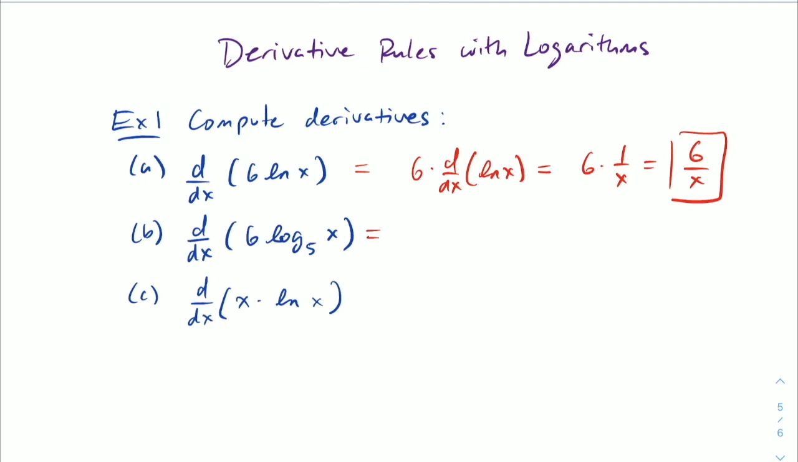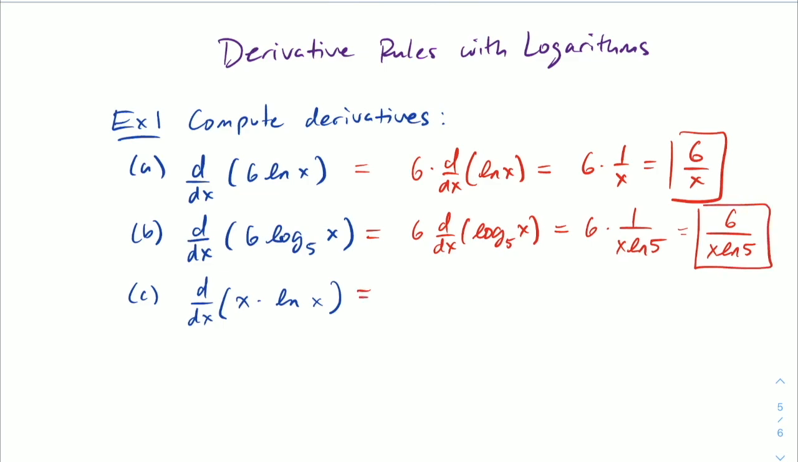In a similar fashion, we're going to ignore the 6 in this second expression and just take the derivative of log base 5. The derivative of log base 5 of x is 1 over x times the natural log of the base, and the base is 5. So we'll have 6 over x natural log of 5.